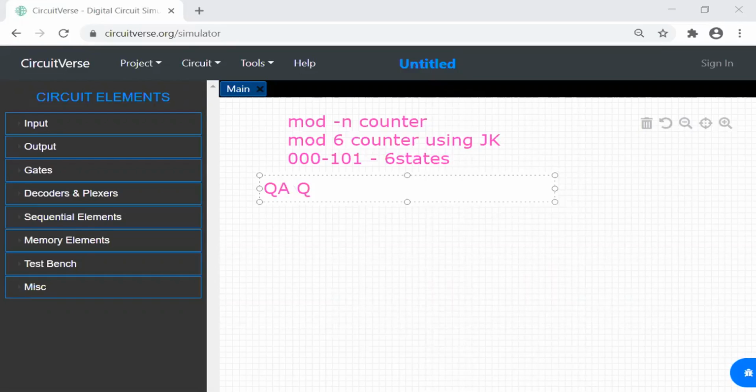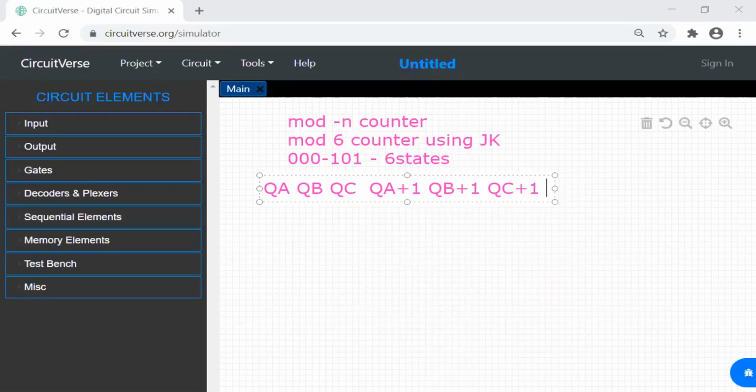QA is the output from the first flip-flop. QB is from the second flip-flop. QC is from the third flip-flop. Next, QA plus 1 is the next output of the first flip-flop. QB plus 1 is the next output of the second flip-flop. QC plus 1 is the next output of the third flip-flop.